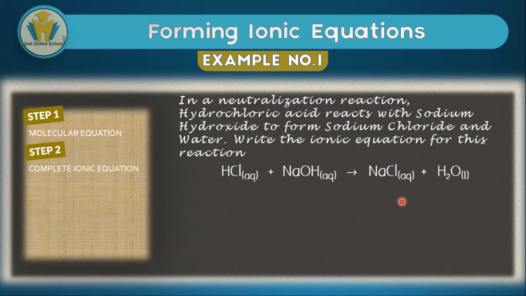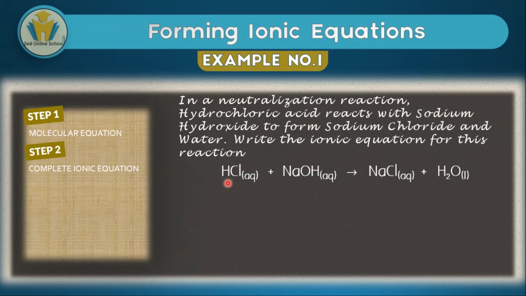Step 2 requires us to form a complete ionic equation. And by complete ionic equation, we just mean an ionic equation that shows us all the ions that are involved in this chemical reaction. Remember, we said we only ionize those compounds that are in aqueous state.